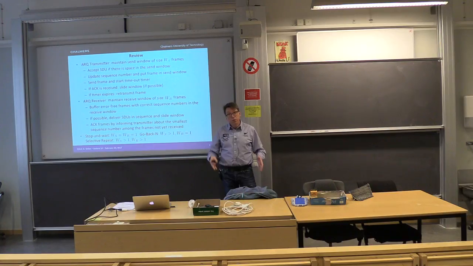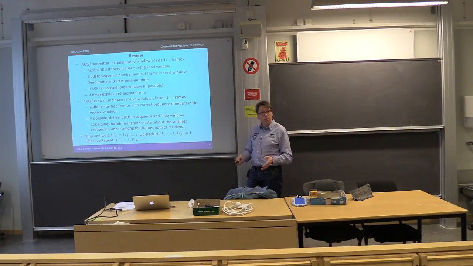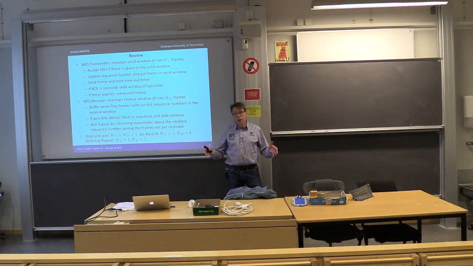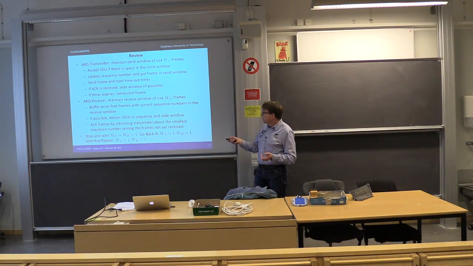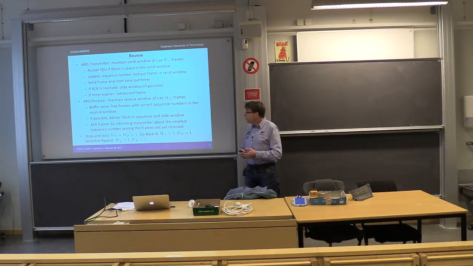The receiver gets frames from the layer below. Then it inspects those frames, and if a frame is error-free, it puts it into the buffer, that is the receive window, if there is space for it. If there is no space for it, it discards it. It simply throws it away. Whether there is space in the buffer depends on the sequence number of the frame it gets from the layer below, because if the frame number is such that it fits into the receive buffer, then it's placed there.